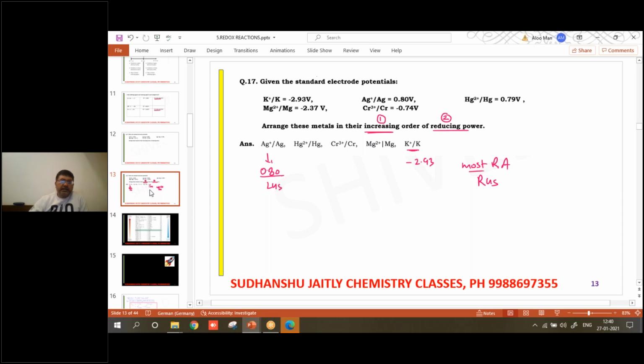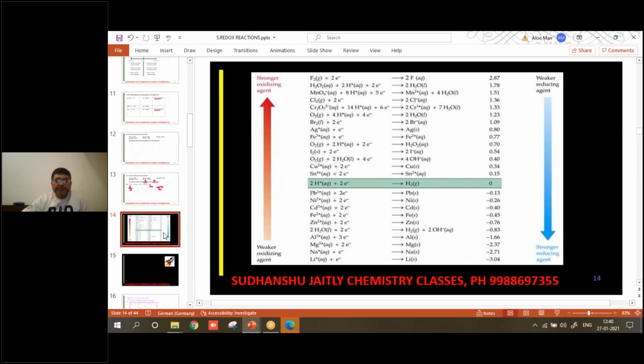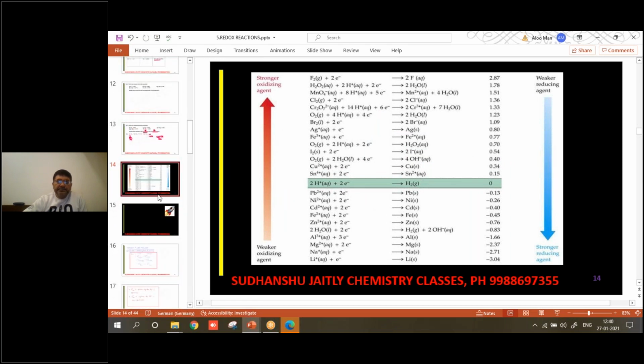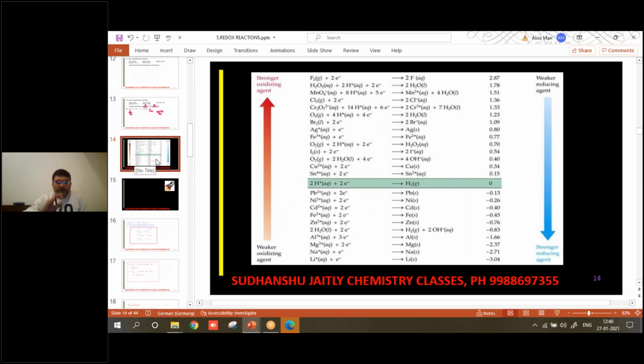I have experienced this, so that is what I am advising you. You should be more careful about increasing or decreasing, reducing or oxidizing. This is the hard part. You are advised that you must make a list of these elements in your own hand. We do not advocate that you should memorize the data, but we expect that with proper learning, you should know what is going to be the order.